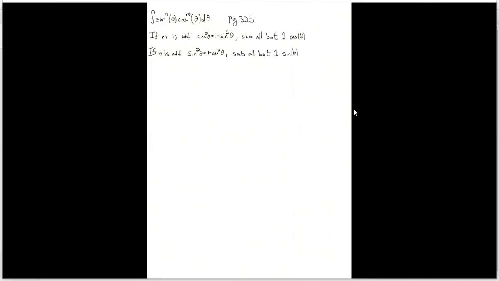And then do another u substitution. So depending on which one's odd, you're going to start trying to convert the cosine squareds or sine squareds in terms of the other one.